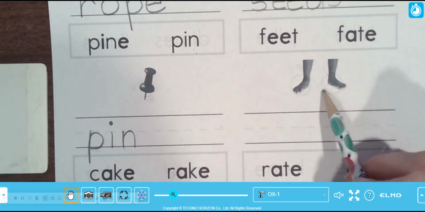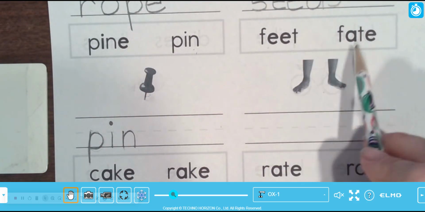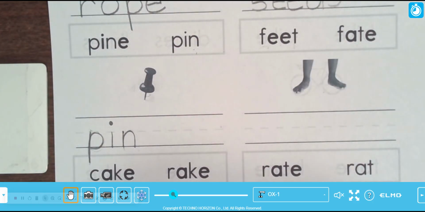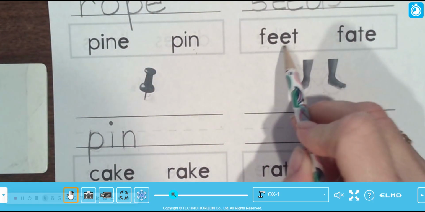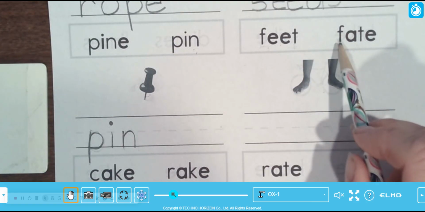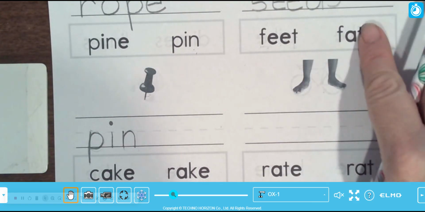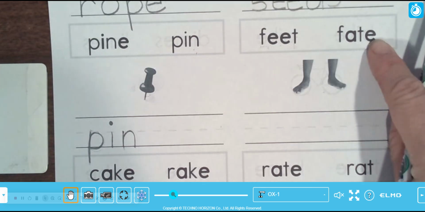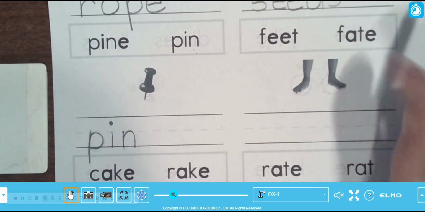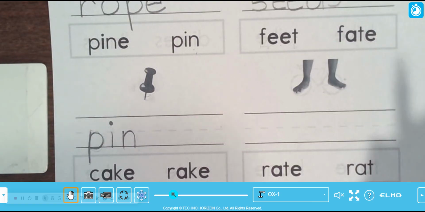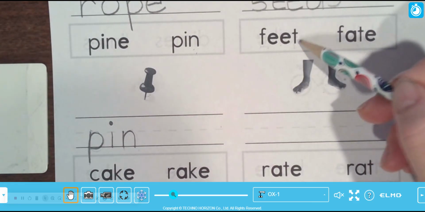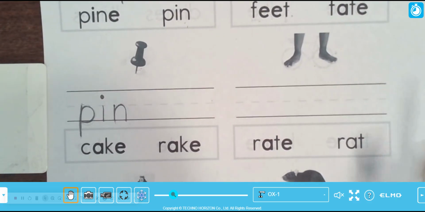Okay, we ready to do this one? Okay, look at these two words. Can you read this word? What is this? Eat, feet. Can you read this one? A, remember it's fat, but when you put that E there, this becomes A. So, ate, fate. Which one goes with this picture? Yeah, feet goes with this picture. So let's write feet right here.